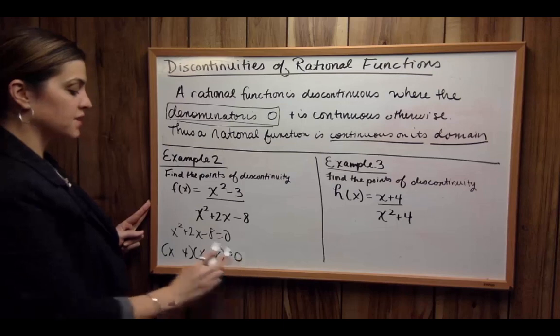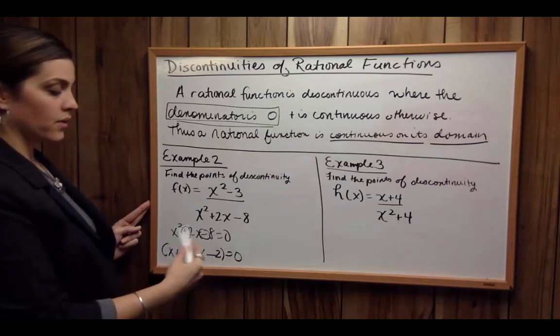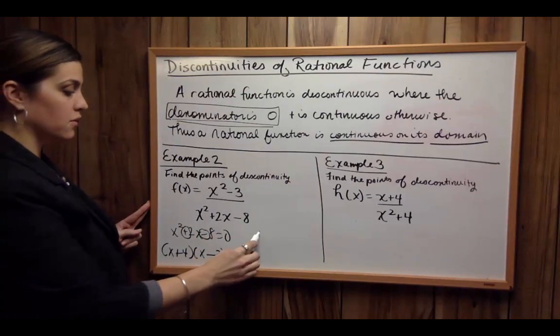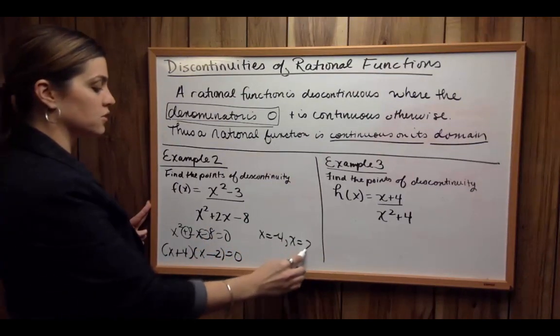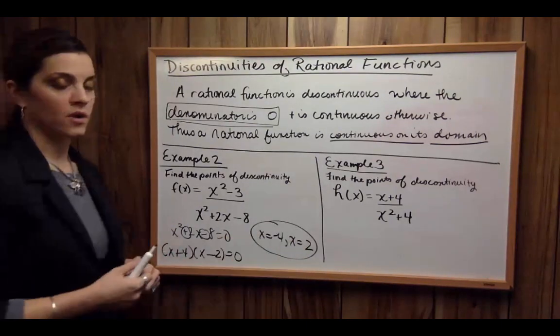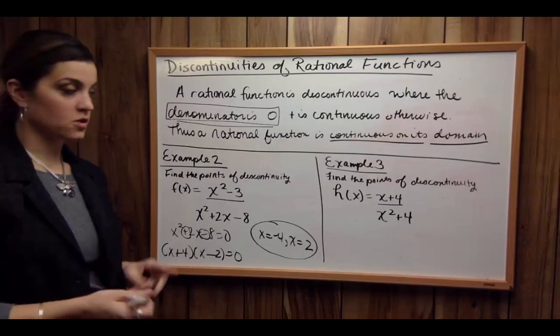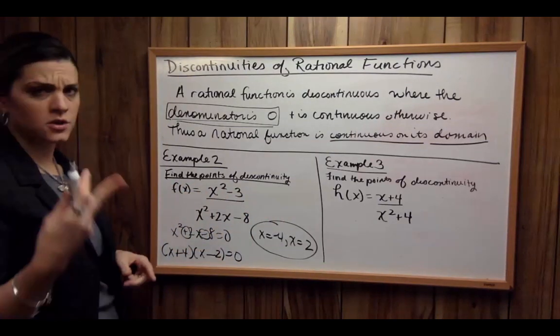The signs have to be different, and the bigger one has to be positive. When you set these both equal to 0, you get x equals -4 and x equals 2. So there are 2 points of discontinuity, -4 and 2. The question only asks you to find the points of discontinuity, and you did. Let's look at the third example.